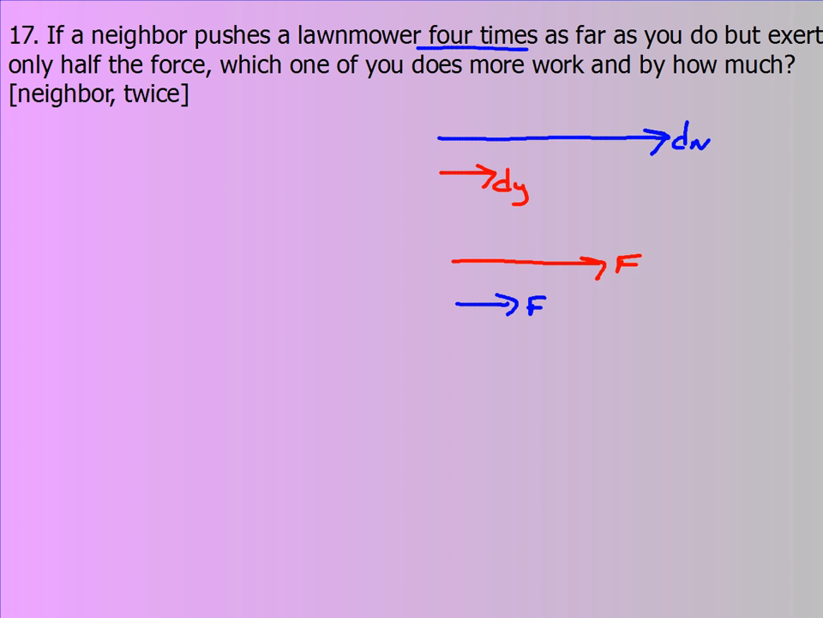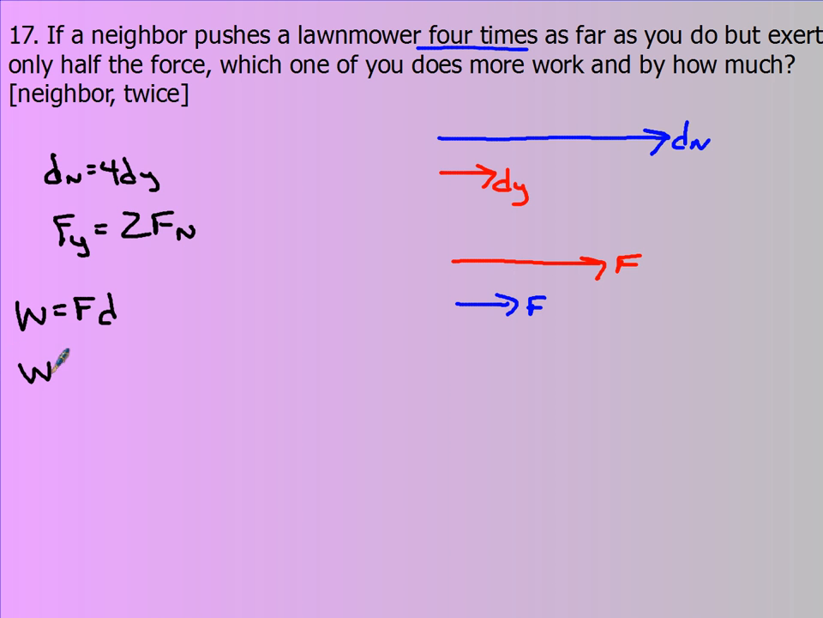All right, I'm going to come over here and put these in black now. So the distance of the neighbor is 4 times the distance of you, and the force of you is twice the force of your neighbor. Did I do that right? Yeah, he did half the force, so you did twice. Who does more work? Well, work is FD.